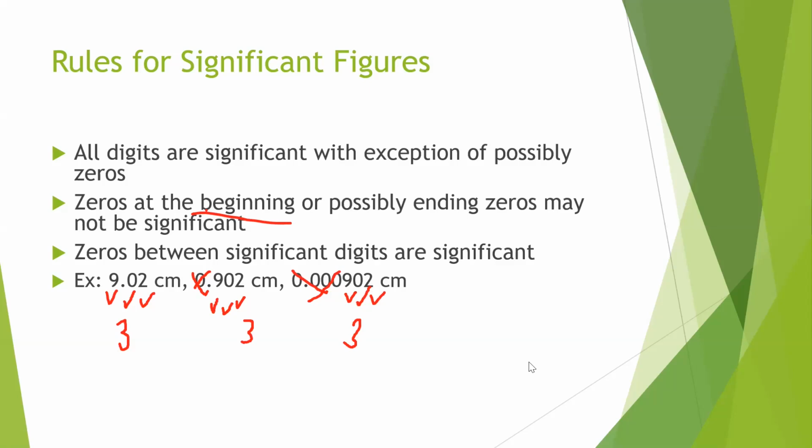Does everyone understand now? Sophie, do you have a question? You can unmute your microphone and ask. Okay, now I can unmute. So why did they even invent these significant rules? Like 9.02 is not the same as 0.902, which is not the same as 0.000902.